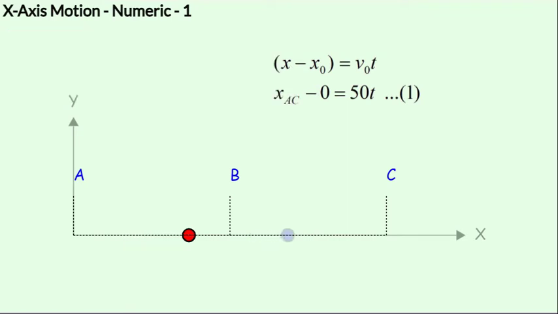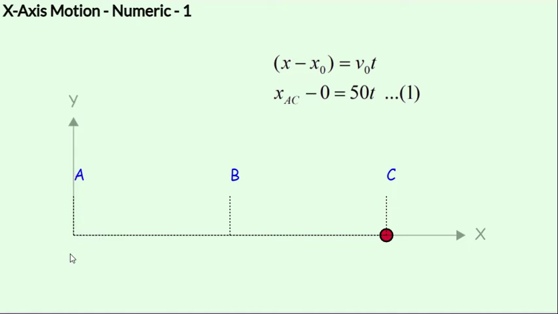We'll focus first on only the red ball A. It travels from A to C with a uniform velocity of 50 meters per second, and we will use the second equation of motion but without any acceleration, as the ball A travels with a uniform velocity. And we fix the origin at point A.